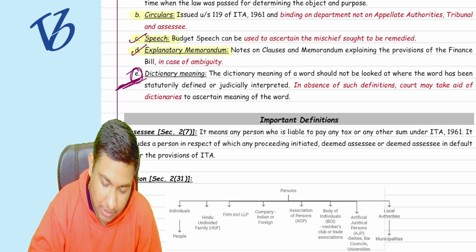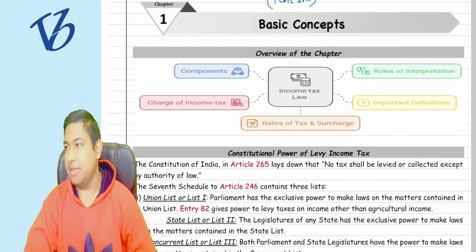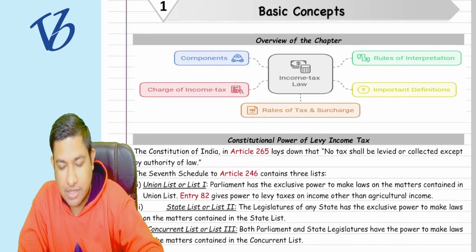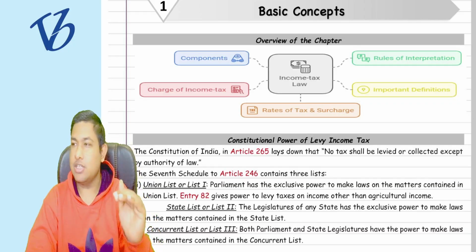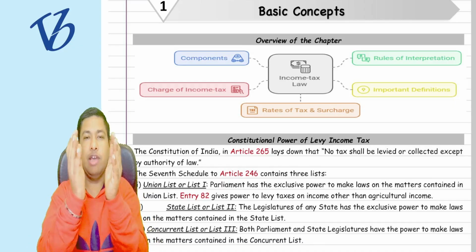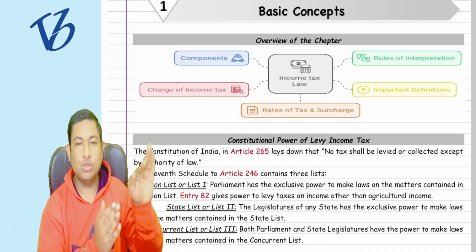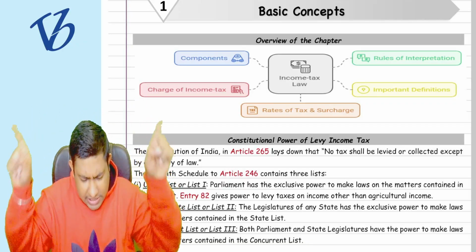Now, coming to the basic concept, starting page. We have seen the Income Tax Act, the Income Tax Rules, case laws, circulars, and notifications, and in the case laws we have bifurcated what are the rules of interpretation and what are the aids of interpretation. Now we have seen each and everything.